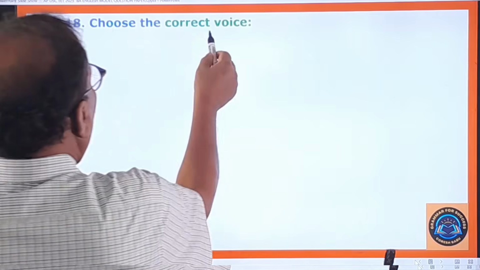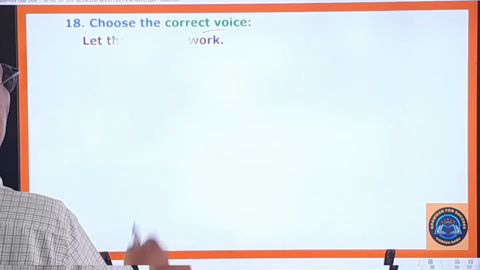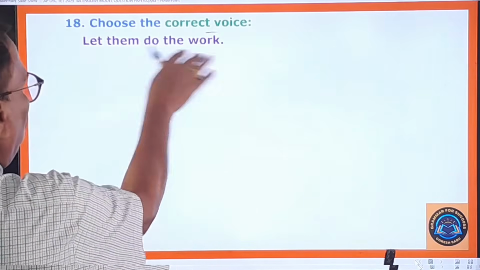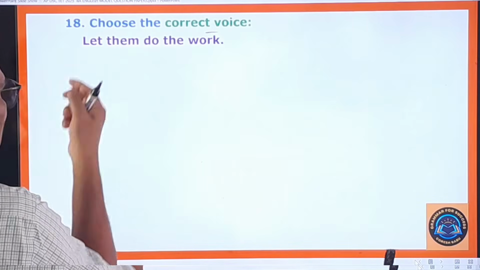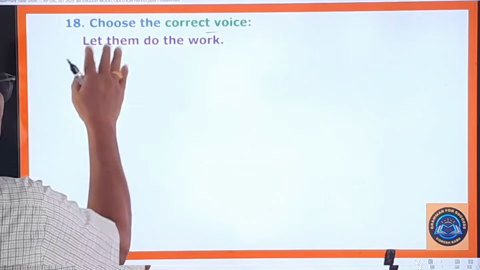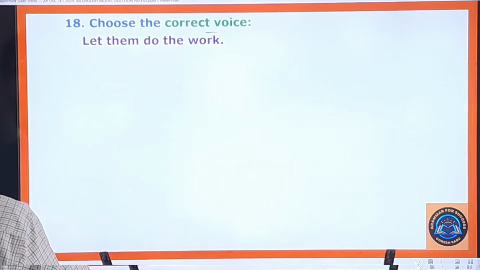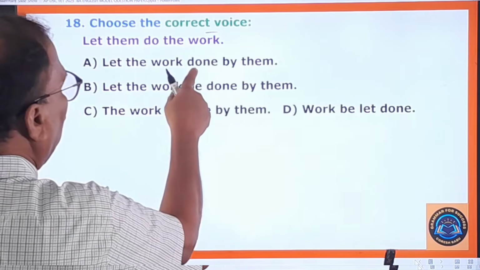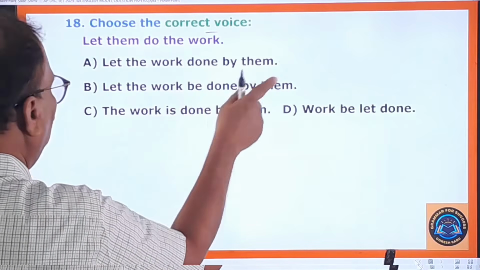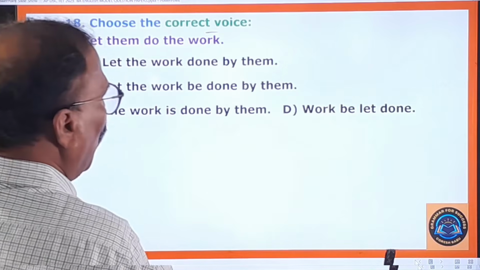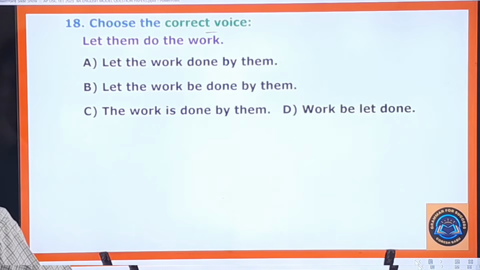Okay. 18th question. Choose the correct voice. Okay. Let them do the work. So this is the sentence given. And now let us choose the voice of this sentence. Now what are the options given? Let the work done by them. Let the work be done by them. What the work is done by them. Work be let done. 19th question.